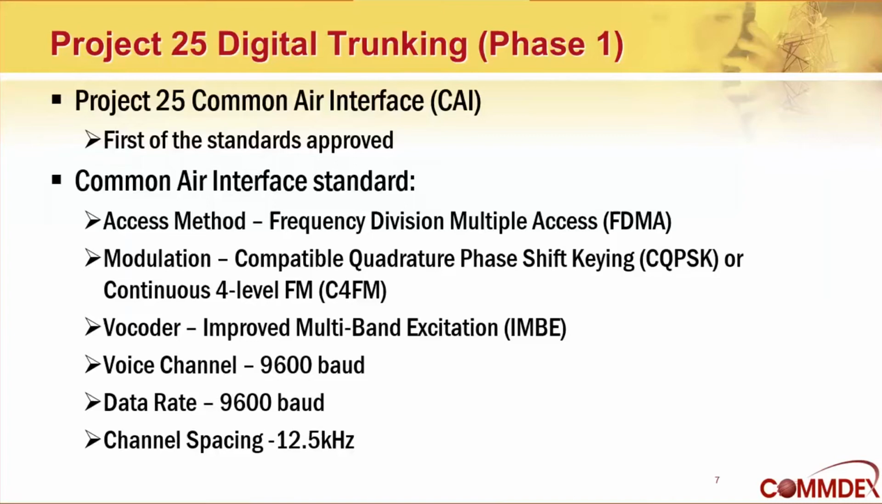Then they had to standardize on the vocoder. And the vocoder is the software and firmware in the radio that converts the voice, the analog voice, into ones and zeros. And that's not an easy trick, given that the bandwidths are fairly tight. So the first vocoder software that came out was known as IMBE, Improved Multiband Excitation.